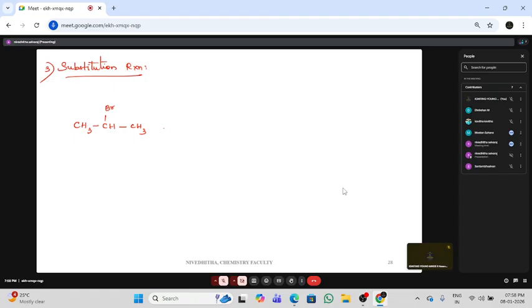This is my substrate. And this is my reagent. What is going to happen is, say instead of Br minus, OH minus from sodium hydroxide will get attached. So this is what the substitution reaction is. In my substrate, one of the groups will be replaced with one group from the reagent. That's it. So this is substitution reaction.